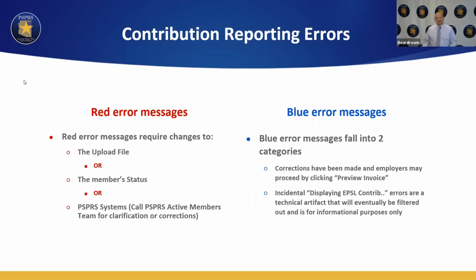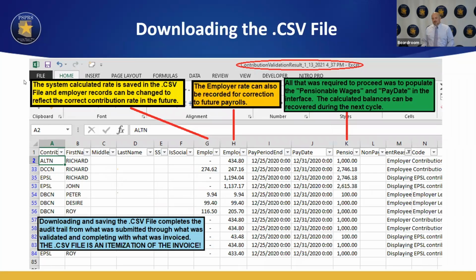There is the incidental legacy contribution error message, and it's more of an artifact. It's generated based on a member's contribution error that we corrected. So it does state, please review, that this is an error message that you want to review and acknowledge. And then again, you can record it by downloading the CSV file. And that actually takes us to the CSV file itself.